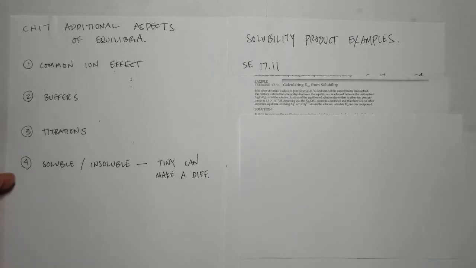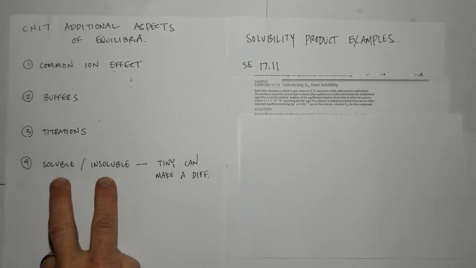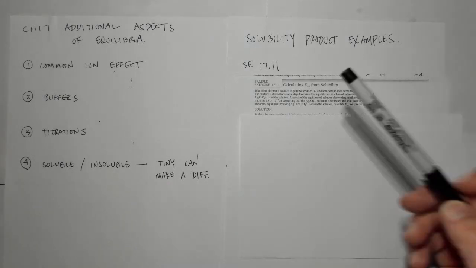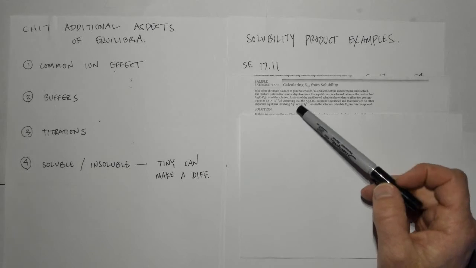So here we are in the fourth part of additional aspects of equilibria, where we're looking at solubility equilibria and how a tiny bit can make a difference. And we're going to try sample exercise 17.11 from the textbook that we're using currently.